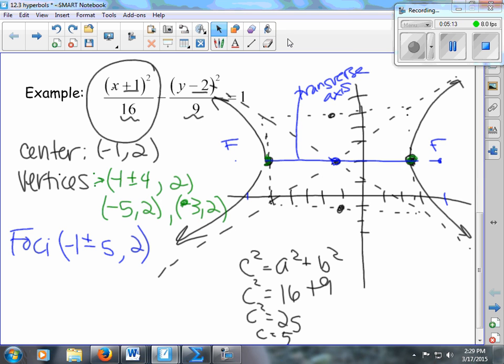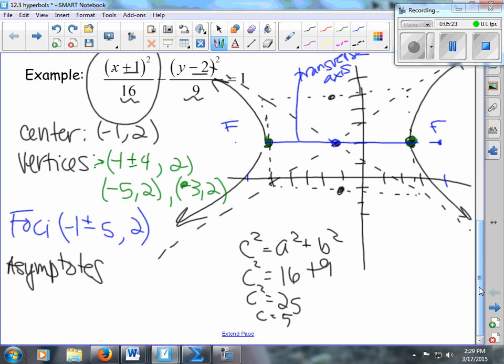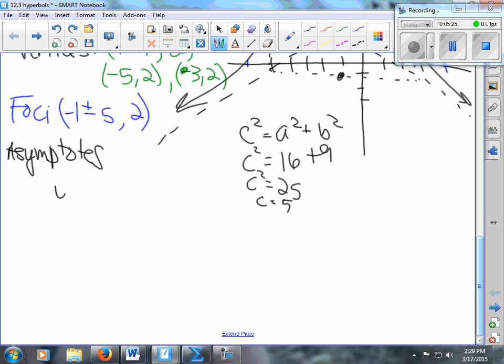And finally, let's talk about our asymptotes. You are going to have to determine the equations of the asymptotes. And here is a general formula for what the equations of the asymptotes are going to be. They're going to be y minus k equals plus or minus a over b times x minus h.